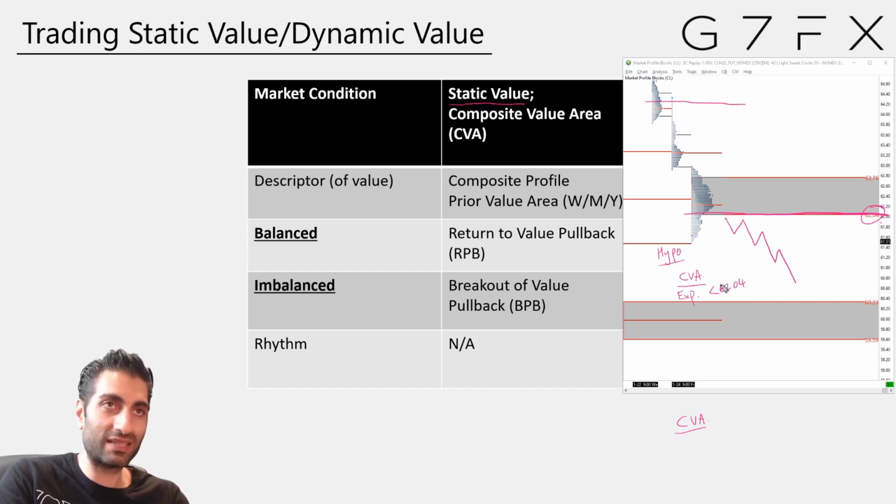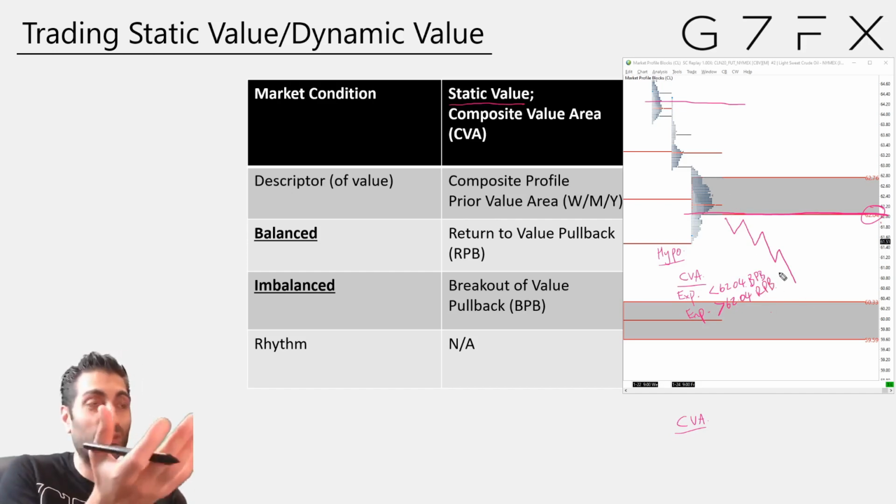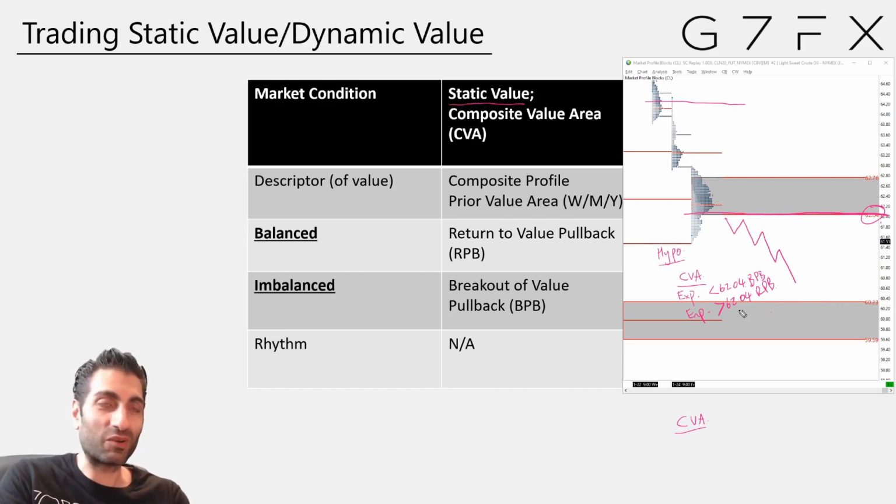So expectation less than 6204 is what? Breakout of value, pullback, and then expectation above 6204 is what? Return to value, pullback. And like I said, I used to print this out as well. I used to be terrible at trying to write this stuff down. So I would literally have this as my hypothesis A. Can you see, return to value, pullback? They're just pulling back, returning to value.